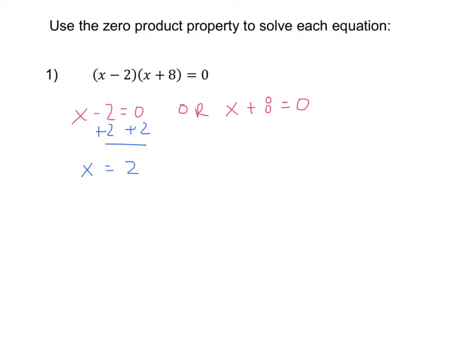When would x plus 8 be equal to 0? Well, the only way that would be true is if x were equal to negative 8. Right? And I could show that by solving. I could subtract 8 on both sides and get x equals negative 8. Okay, so the two solutions are these, 2 and negative 8.